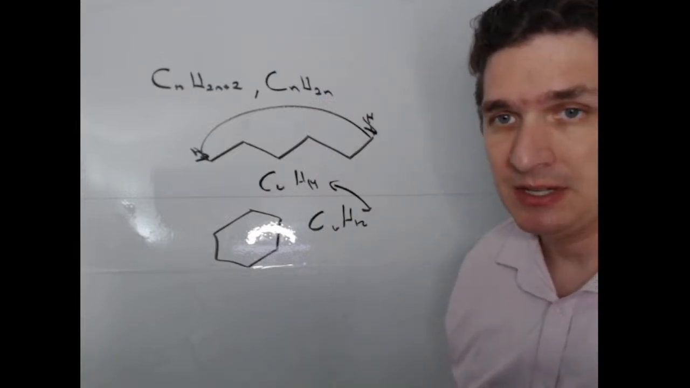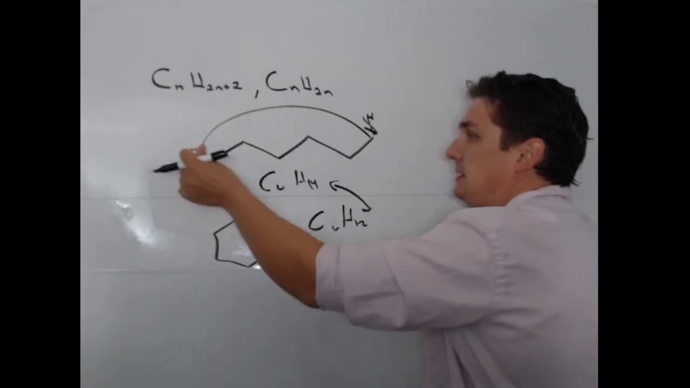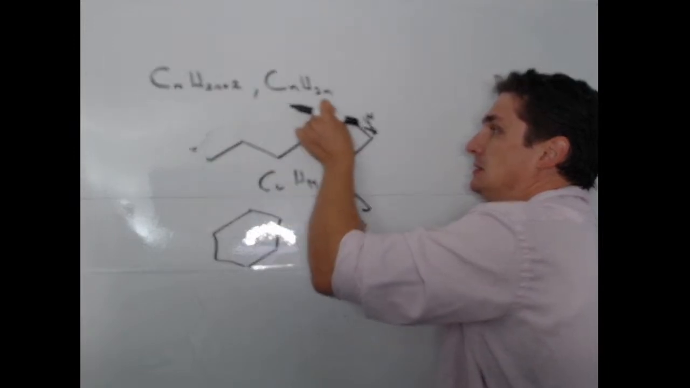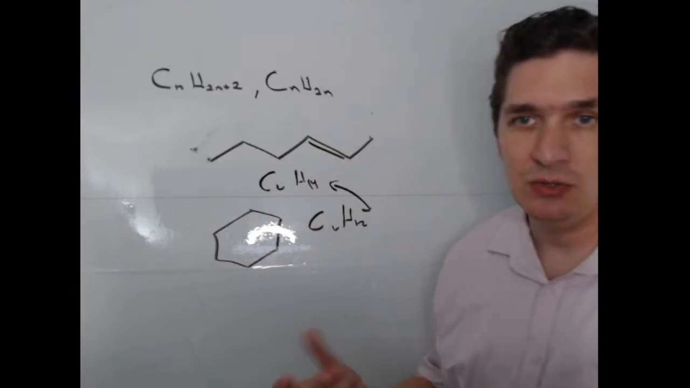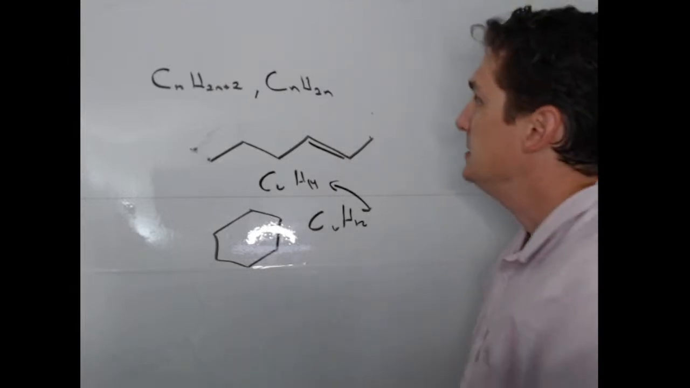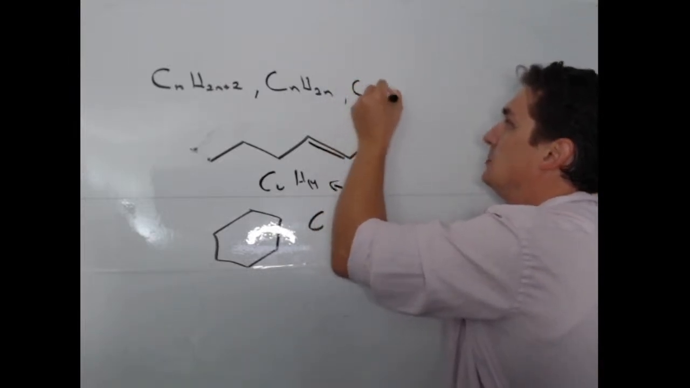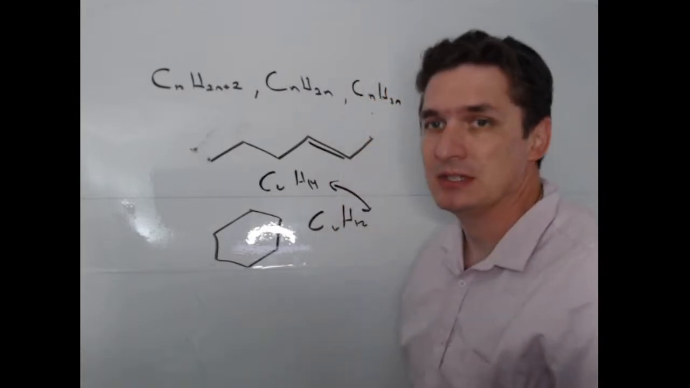An alkene is going to follow the same line of reasoning. If we have an alkene, in order to get this double bond, we have to take two hydrogens off and form a bond. And so for an alkene, we're also going to get CnH2n, assuming that we have a simple alkene.